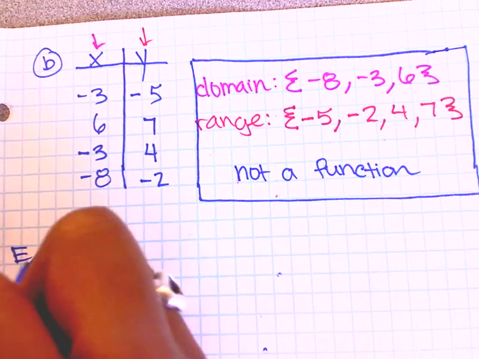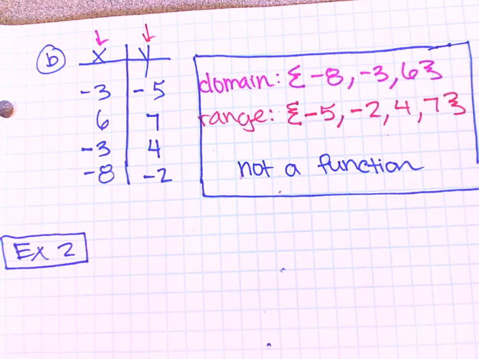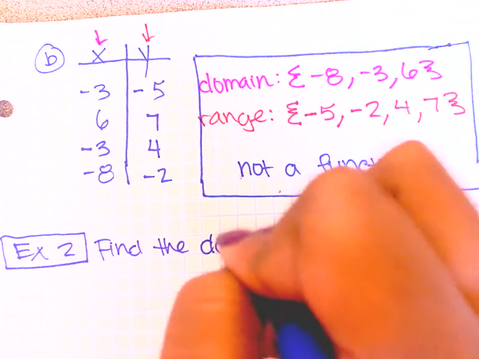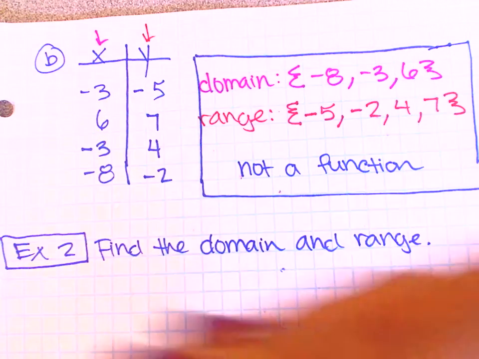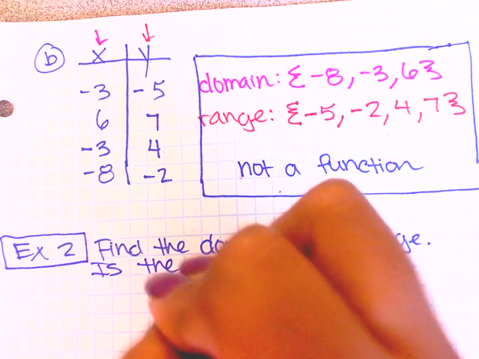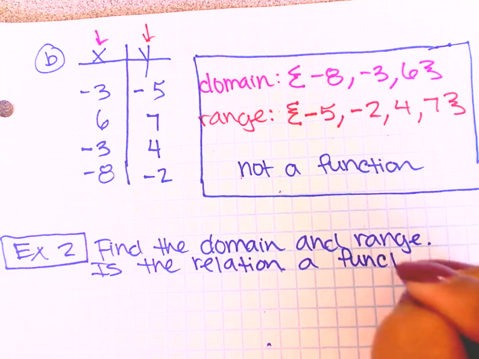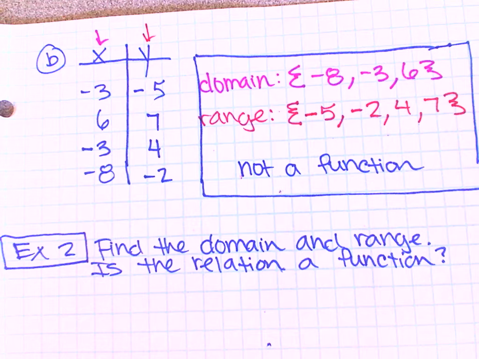Okay, let's try example 2. These directions are the same. It says to find the domain and range. Is the relation a function? Everyone should be writing down the directions.